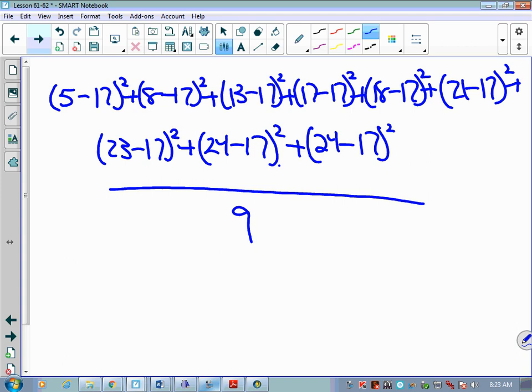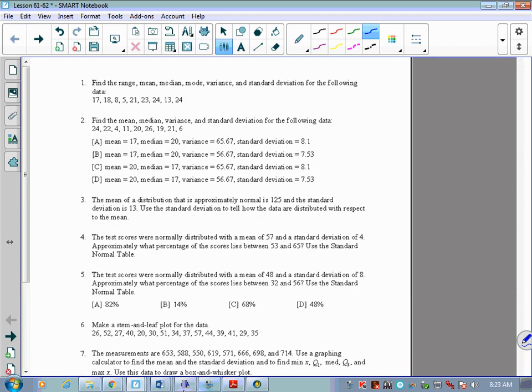let's see, what do we get out of this? At the very end of that, you end up square rooting it to get your standard deviation. What I'm going to show you is how to do this in our graphing calculator to get all of this data without having to actually calculate anything. The only thing you might have to calculate would be mode, which is going to be easy to find anyway. All right, so let's go back to this page over here.